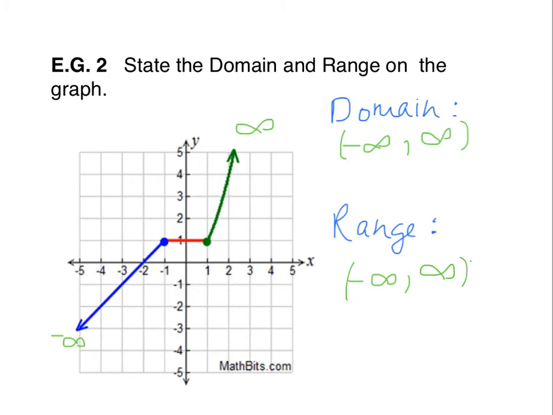So here the range and the domain both look exactly the same, which happens sometimes, as negative infinity, comma, infinity.